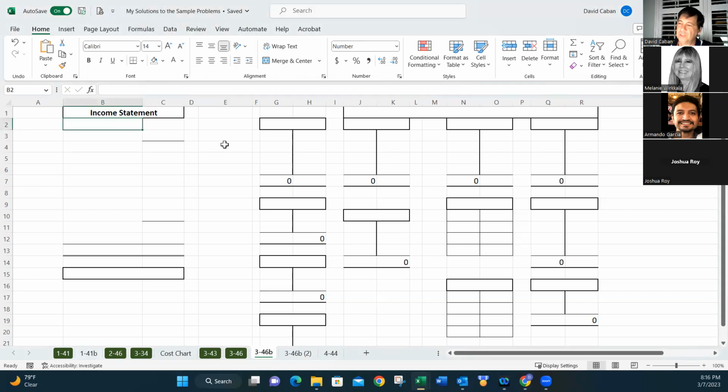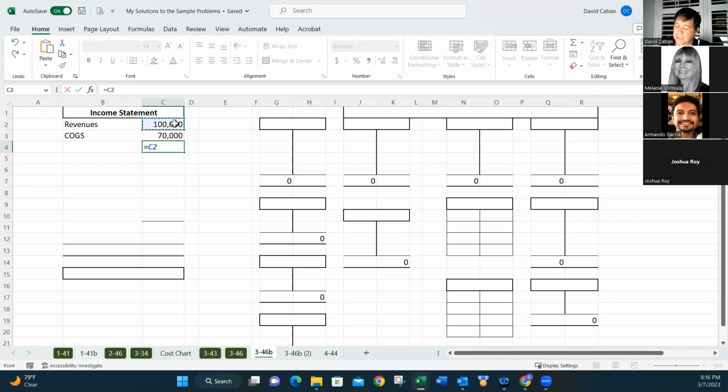Okay, so companies usually start with revenues, the income statement. Let's make this $100,000, and cost of goods sold, let's make this 70,000. And so 100 minus 70 is 30.